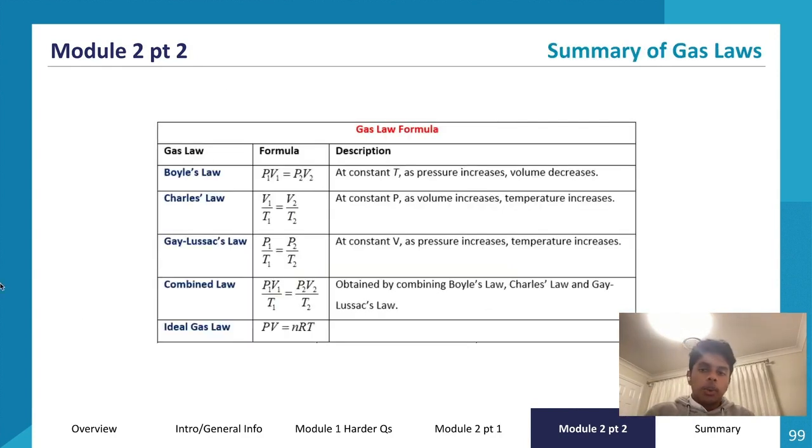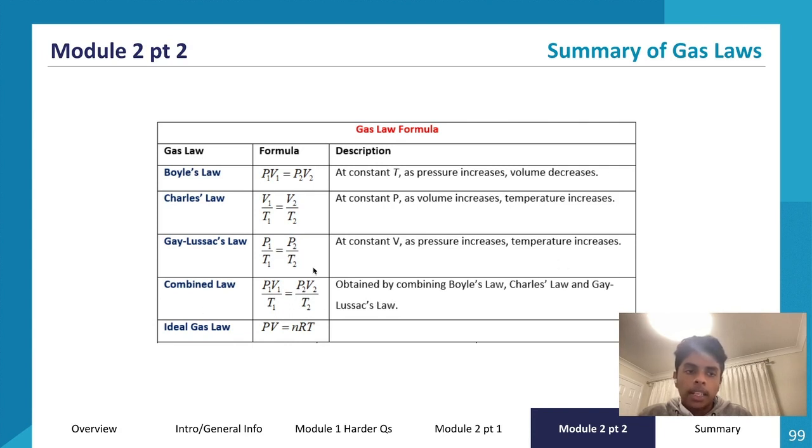So, quick summary of gas laws now. So we have Boyle's law, which is P1 V1 is equal to P2 V2. So at a constant temperature T, as pressure increases, volume decreases. Charles' law, which is V1 over T1 is equal to V2 over T2. So at a constant P, as volume increases, temperature also increases. Now we have Guy-Lussac's law. So P1 over T1 is equal to P2 over T2. So at a constant V, as pressure increases, temperature also increases.